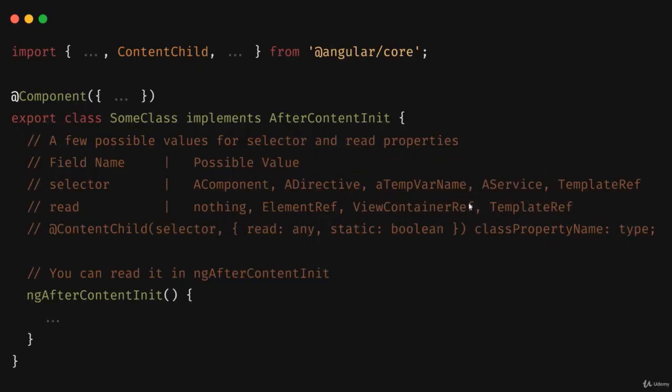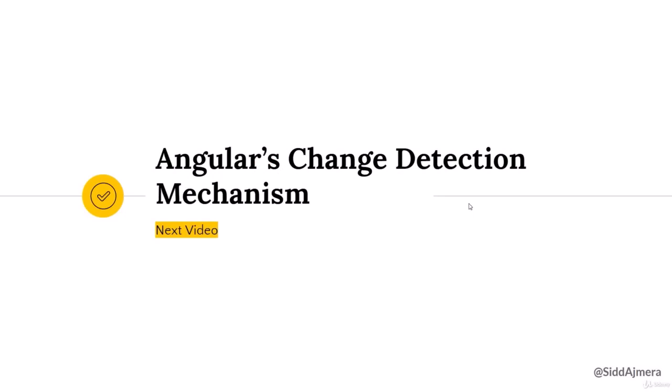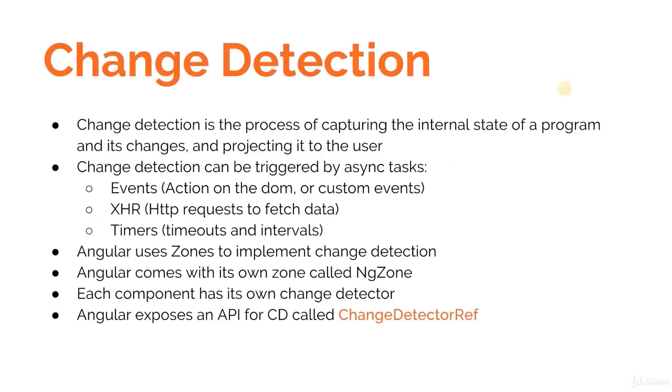Right? So in this video, we saw how we can have access to the projected content using the ContentChild decorator. And if we want to have access to multiple such elements at once, we can use the ContentChildren decorator instead. And that brings us to the end of this video. In the next video, I'll be talking about Angular's change detection mechanism. So I'll see you all in the next one.